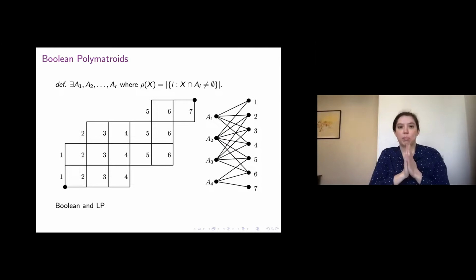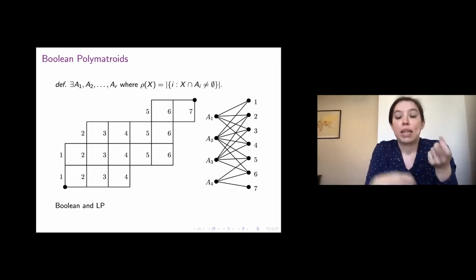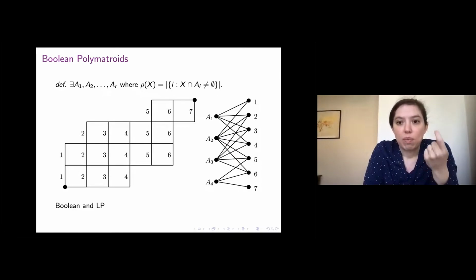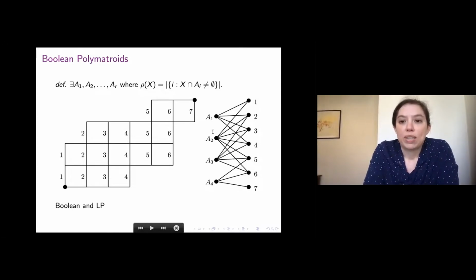So back to Boolean polymatroids. Boolean polymatroids don't have to be lattice path, but they do have these sets, and these sets tell you information about the rank. And we've been looking from the left side of the graph towards the right, but with Boolean polymatroids, where you can get this bipartite graph, you can actually start from the right and look to the left. And this is how we're going to get into the realm of Venn diagrams.